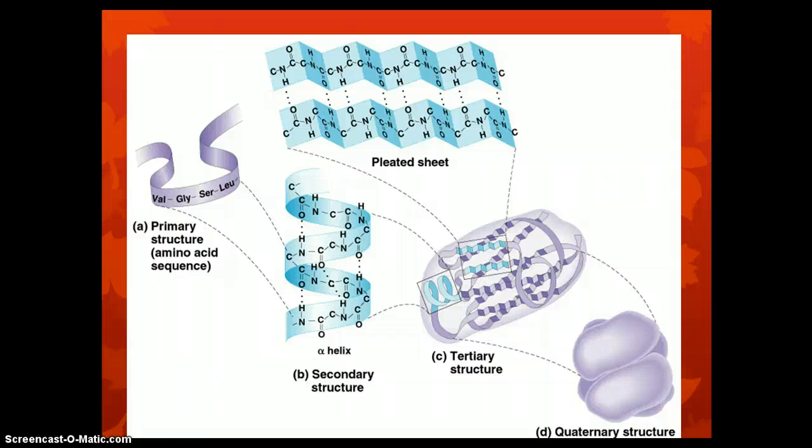Different portions fold into the complete three-dimensional shape, and this is tertiary structure. Quaternary structure refers to how different polypeptide chains interact to form a protein. Not all proteins have quaternary structure. Some contain only one amino acid chain.